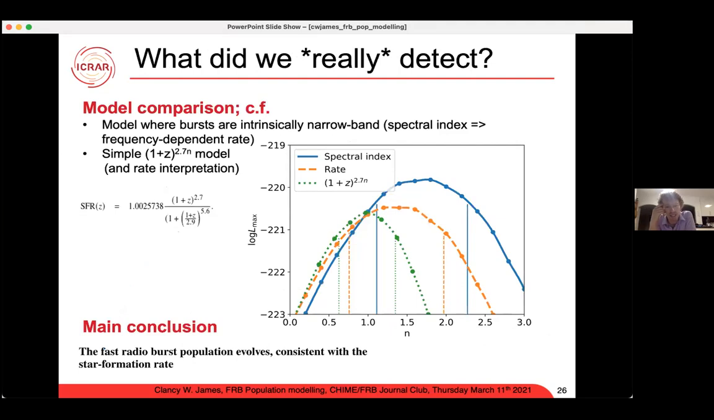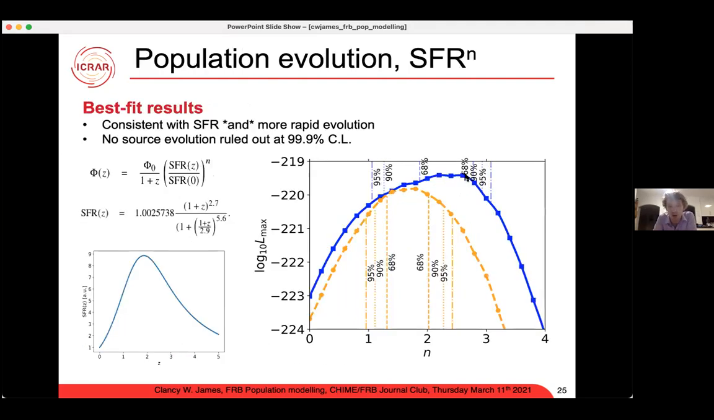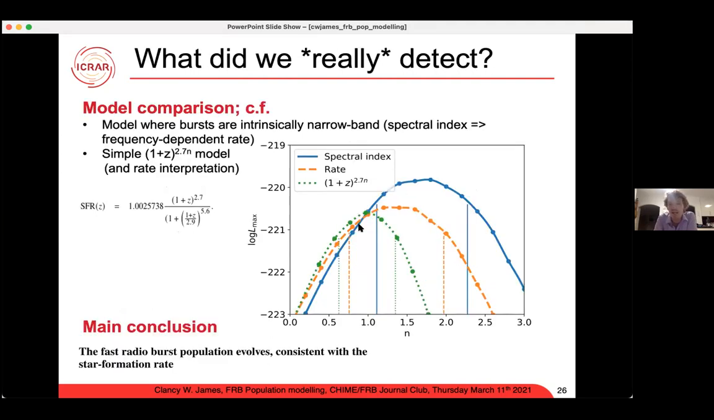Now, what do we really detect? Okay, this blue line here is the orange line from here, not the blue one. Sorry for the terrible choice. I mentioned this alternate model where the bursts are intrinsically narrowband, and that likelihood fit gives you the orange one here. Maybe in maximum likelihood it's not quite as good a fit as blue, but these are not subsets of each other, so you can't do explicit tests on this one versus that one.